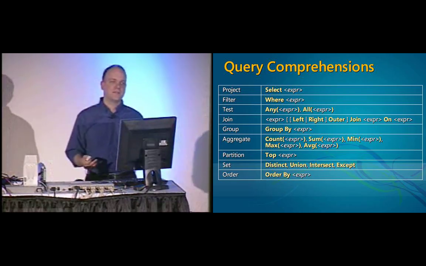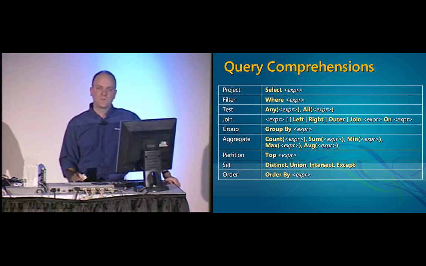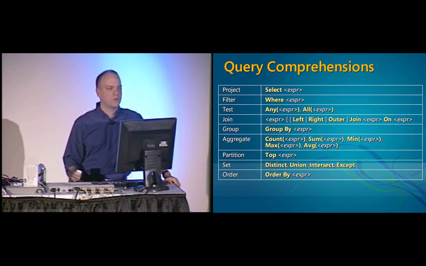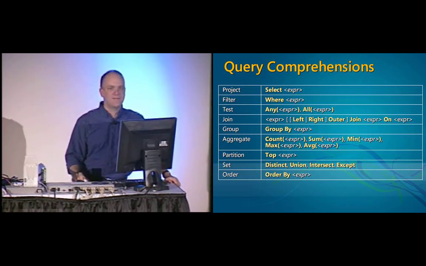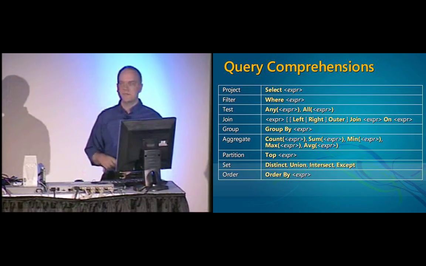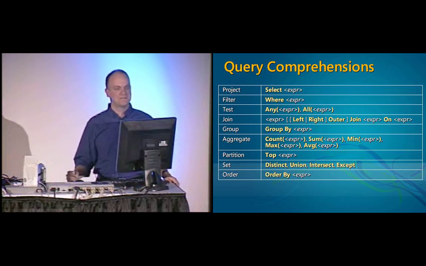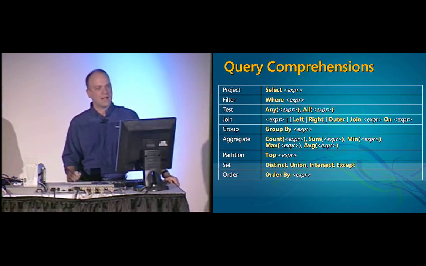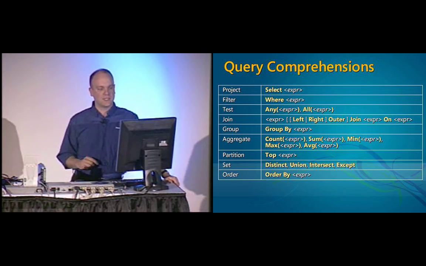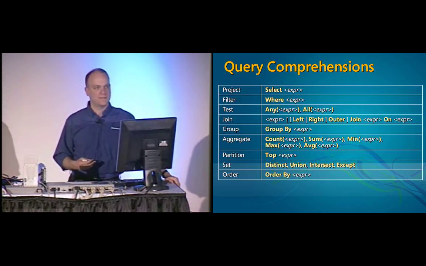So the feature, what we're calling queries in Visual Basic, are query comprehensions. And this is the summary of the basic operations that we're going to support in our query language. And for those of you who know SQL, which is probably most of you, this is going to look like a very familiar list. We support select, where, any and all tests, joins, left, right, outer, inner joins, full outer joins, grouping and aggregation, things like top, union, intersection, and sorting, of course. So we're really going to provide you the full range of query capabilities in the language itself.